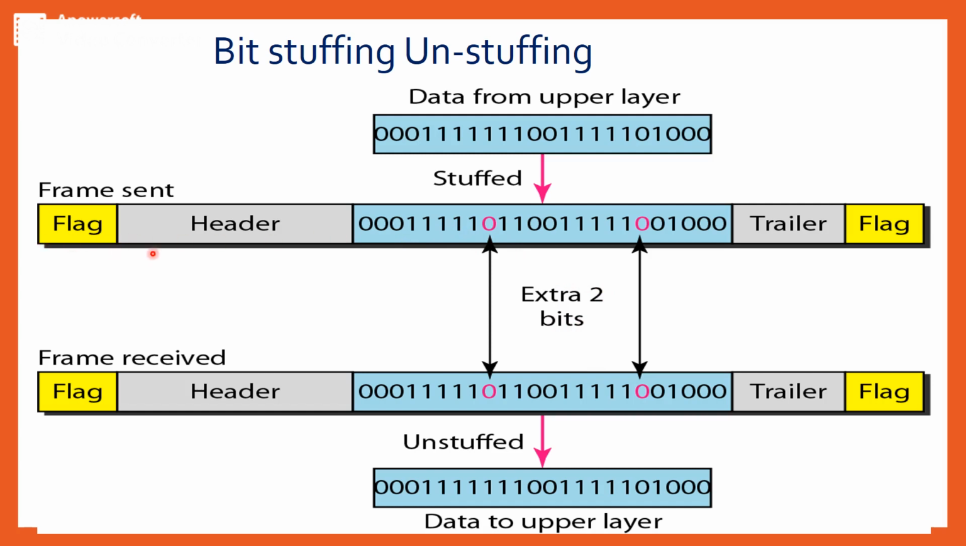Now the same frame will be sent to the receiver node. The receiver node will check the consecutive ones in the data section, and it will remove the additional bit which was stuffed by the sender node. The removal of that extra bit is called bit unstuffing. After bit unstuffing, the actual data will be received at the destination node.